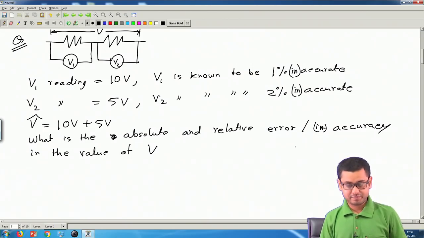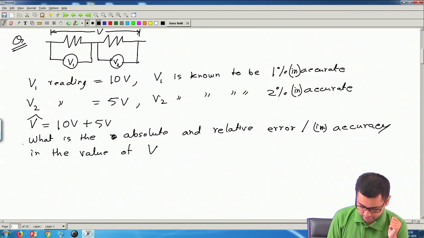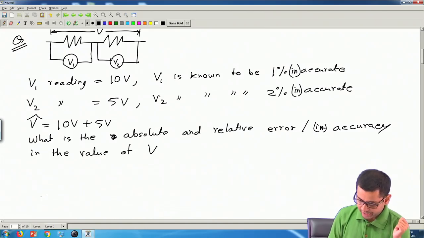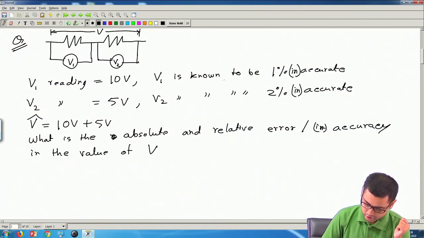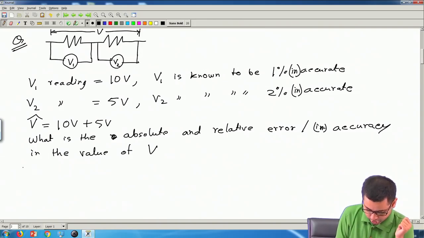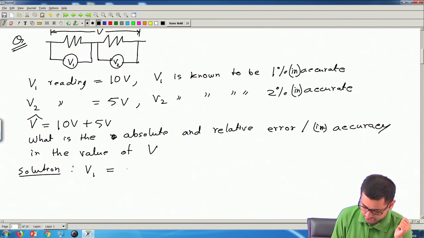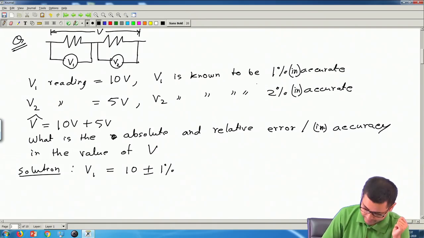Ask. Okay. So now the question is, what is the absolute or relative error or inaccuracy in the measured value of V? Okay, so we said that V1 is 1% accurate. So the solution, V1 is 10 volt plus minus 1%. So this is what I have meant when I said that this is 1% accurate.